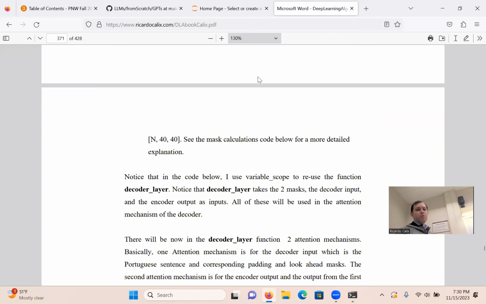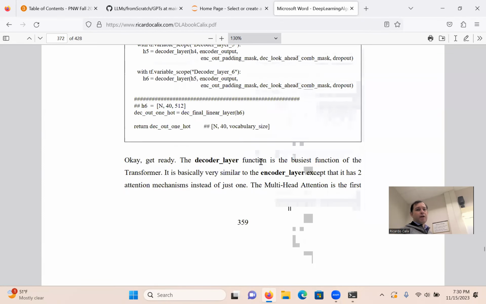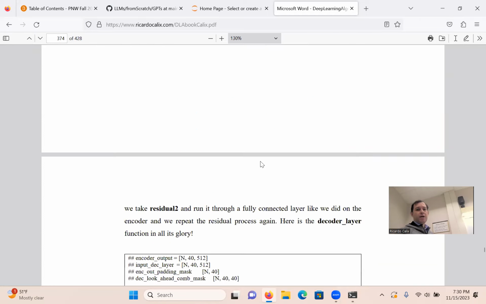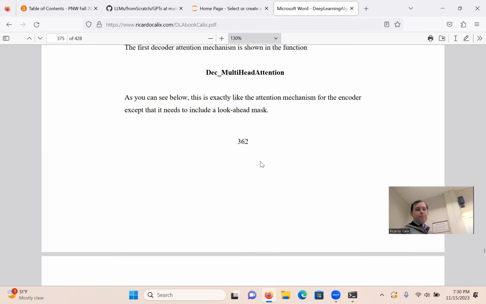All right. So that's basically the overall picture of this. My suggestion is read through this. As I said, the transformer is a pretty complex architecture.